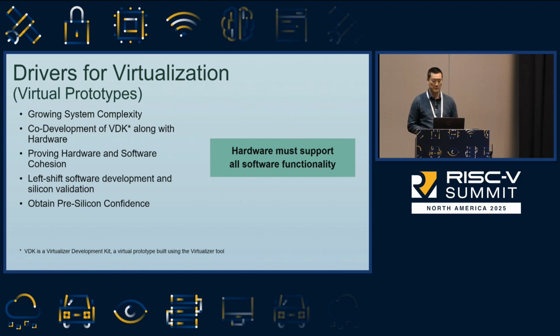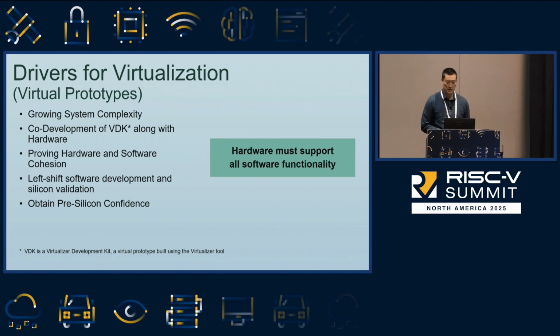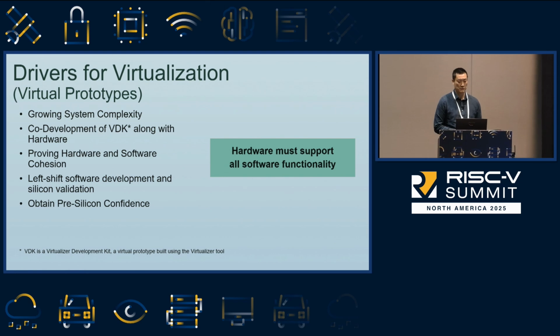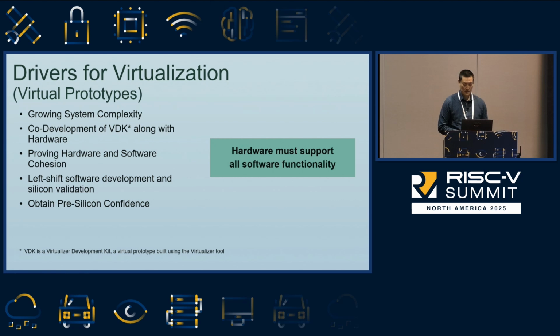This is a software virtual prototyping platform which allows our software team to left shift the software development process and obtain pre-silicon confidence that the software will work on the complex systems that we're designing. VDKs help Tenstorrent ensure that our hardware supports all software functionality because those functionalities need to be modeled in the virtual platform. The virtual platform is a great tool for developing and verifying hardware-dependent software.